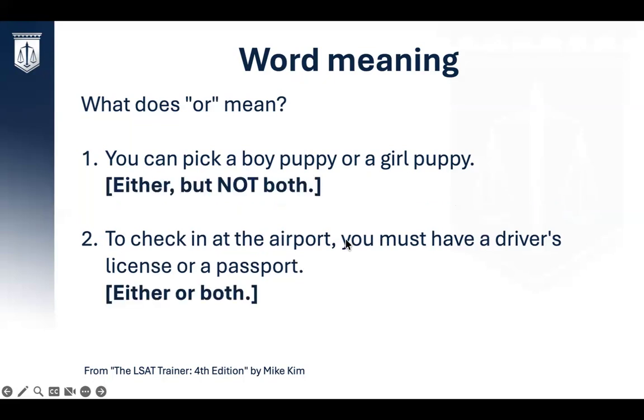So you can see from context, in the first example, "or" means one, either but not both. But in the second example, it's either or both, right? And this is the kind of careful reading that you need to do to succeed on this test. It's not that hard so far, right?